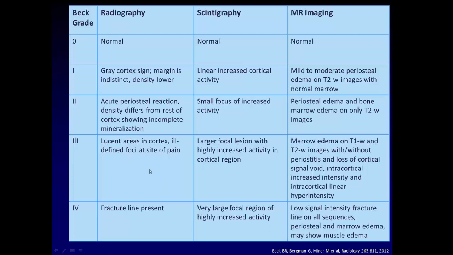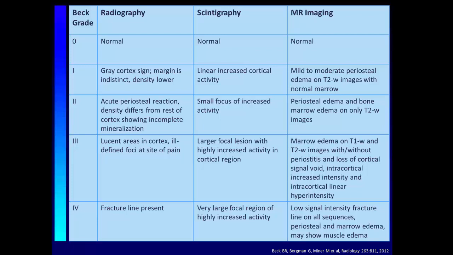It's similar, except it puts the lucencies at grade 3, and then for grade 4 wants a frank fracture line that's visible on all MR sequences. They're very similar otherwise. Whichever one you use is fine, and I'll illustrate these so that you understand the concepts of what happens early and what happens late.